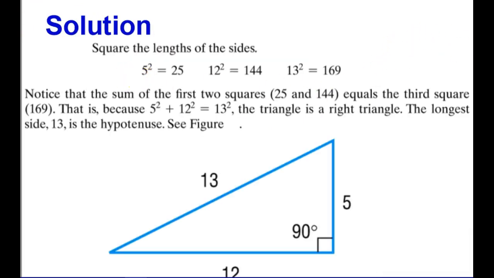Let's go ahead and first set up the squares of all of the side lengths that we're given. So I've got my 5 squared, 12 squared, and 13 squared. I look at the two smaller ones, add them together, and I see that that does, in fact, equal this third one. That tells me that it is a right triangle. And because it's a right triangle, I know that this longest side will be the hypotenuse. Then I can draw my figure exactly as it should look.